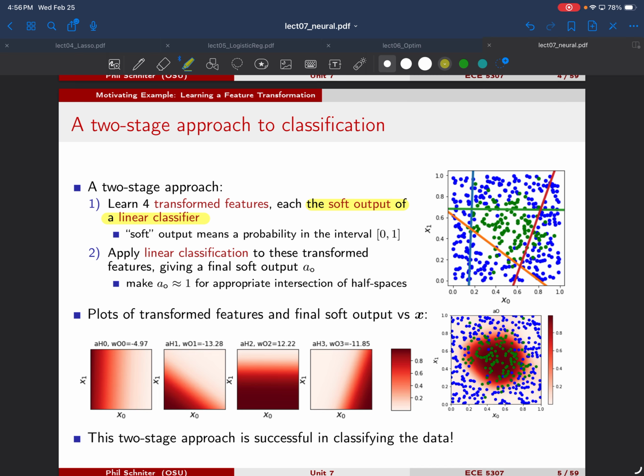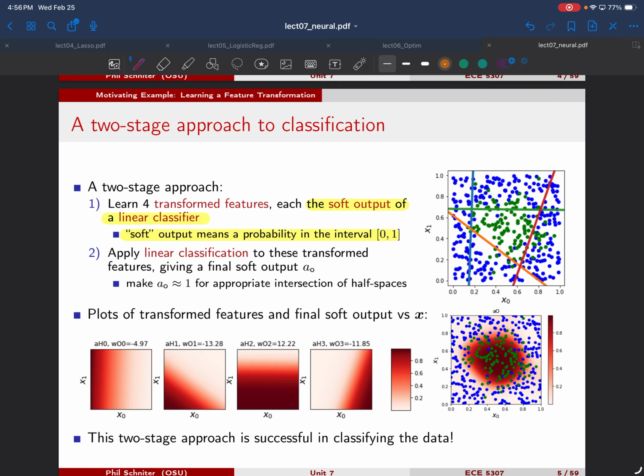Remember when we talked about the hard outputs of a linear classifier, it might be like the numbers 0 and 1, if those are my classification labels. Whereas the soft output is basically the probability that it's 0 or the probability that it's 1. Meaning the probability is going to be a number in the interval between 0 and 1. So that is what we mean by a soft output.